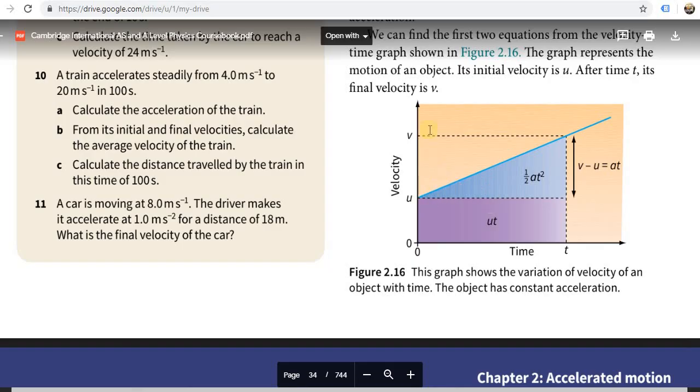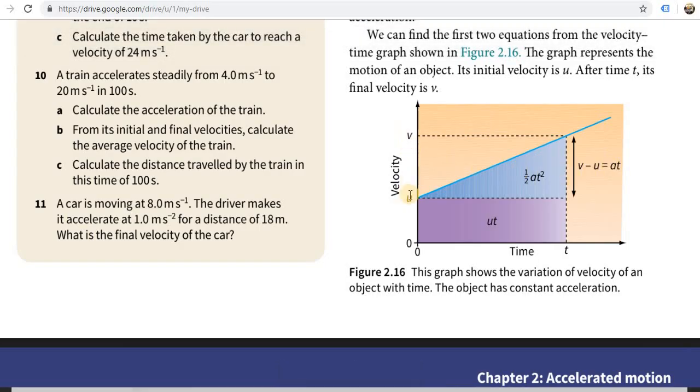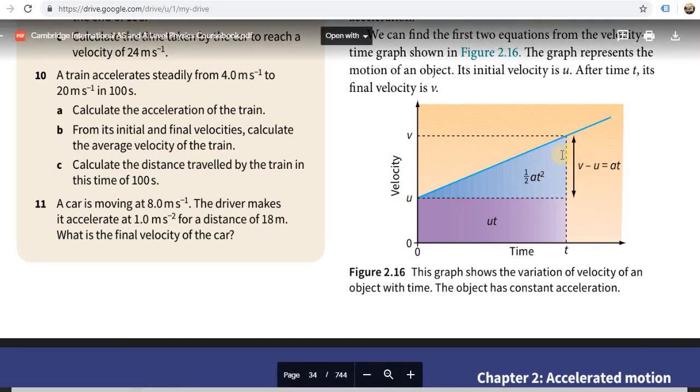Alright, then the gradient of a velocity-time graph is the acceleration, and that's what you see over here. Acceleration is v minus u over t, and acceleration is the gradient. You can also see here this is v minus u, and then if you do v minus u over t, that will give you the acceleration. So that's how they get this equation over here.